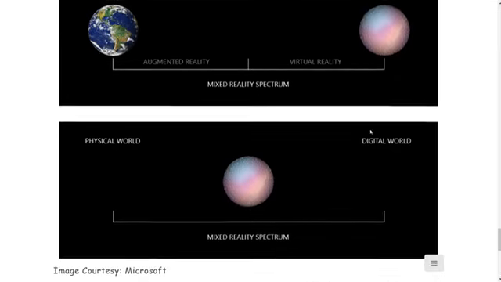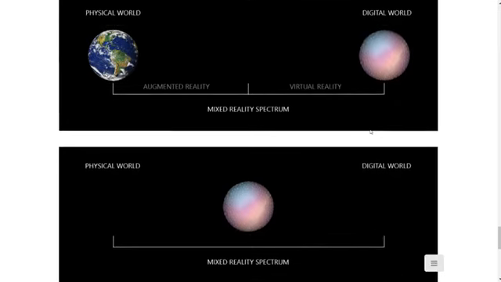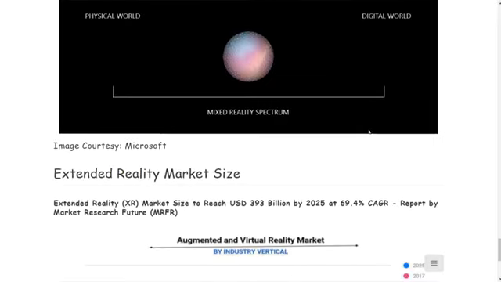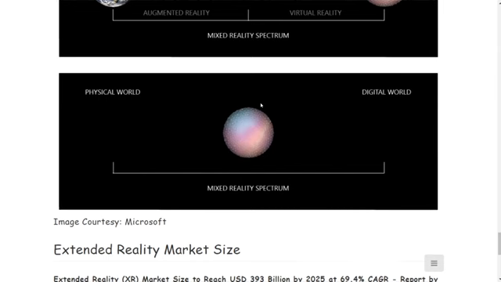And you have already understood the mixed reality spectrum. That is the combination of the physical and digital world. So that is what mixed reality is. Also, this image is taken from Microsoft's website.